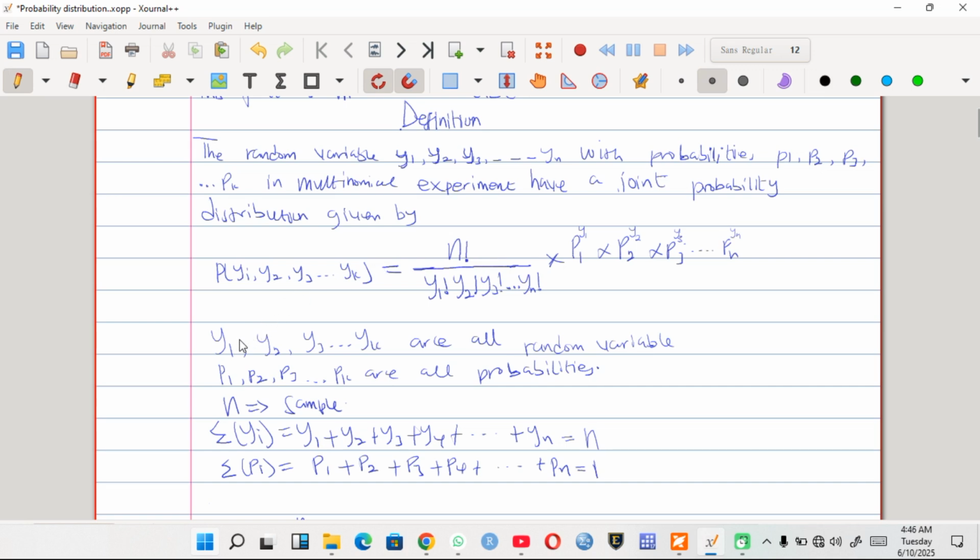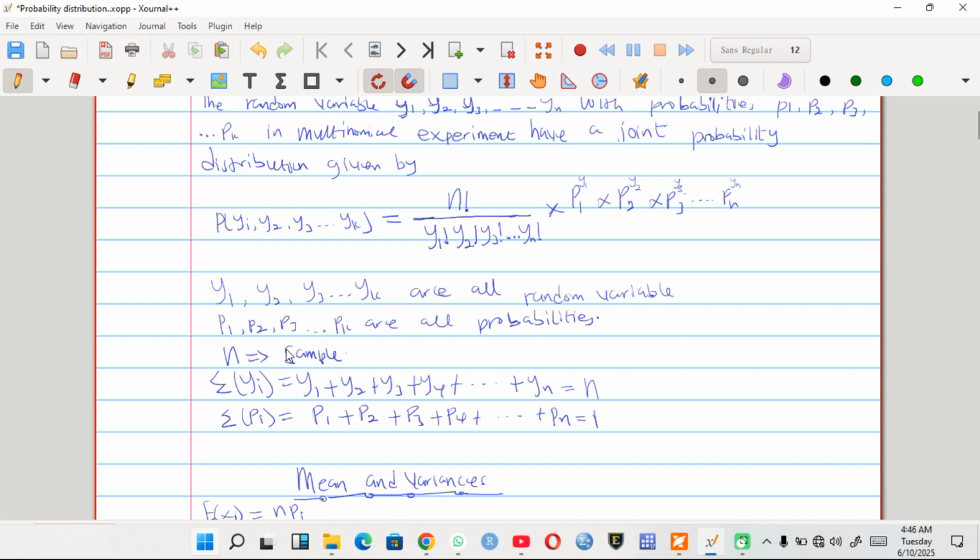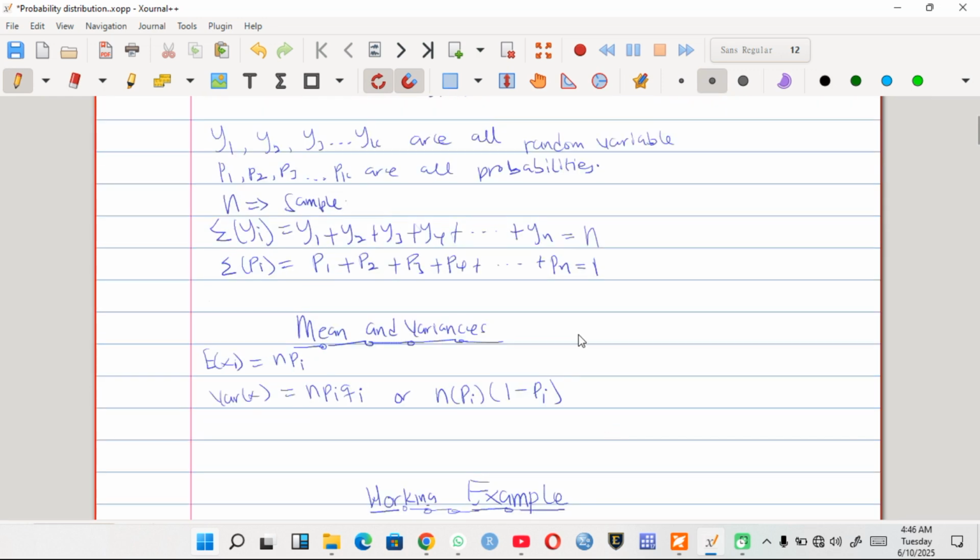The y1, y2, y3 that you see are all the random variables that we are talking about, right? And the P1, P2, P3 up to Pk in each multinomial experiment are all the probabilities. And the n is the sample size. When we sum all the y's, the random variables, you have to get the sample size, n. And when we sum all the probabilities, as we discussed in the properties, you are supposed to get 1. So when you sum the probabilities and you are not getting 1, it means that there is a problem somewhere.